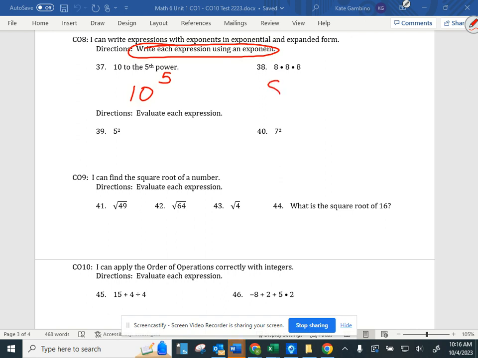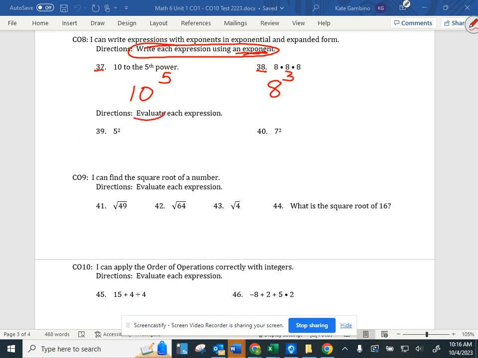And this one, our base of 8, we see that 8 three times, so it's 8 to the third power. Liv, for this one, which one is this one? What number? 39 or whatever, and 40. Oh, I haven't gotten to 39 yet. Different directions. Directions for 37 and 38 are to use an exponent. 10 to the 5th, 8 to the 3rd.